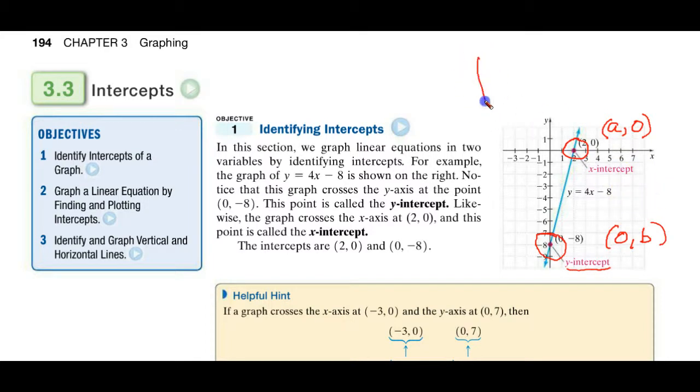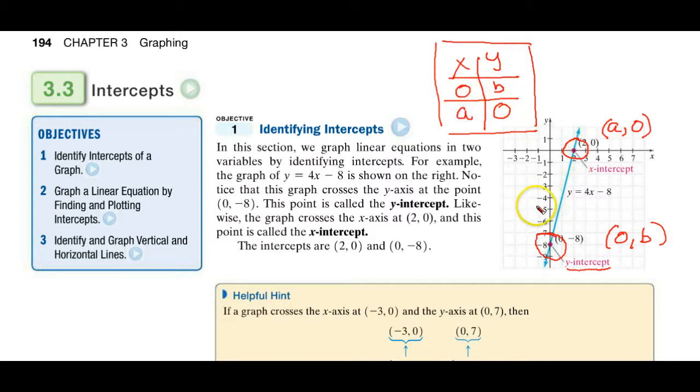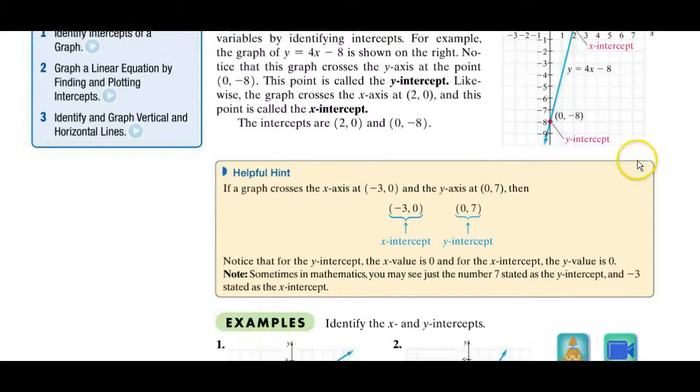And another thing, while we're right here, we said there was a special T-chart that we use to get the x and y intercepts. And I'm calling this the x and y intercept T-chart, because whatever value you put x as, 0, you're going to get a value b. And if you put y as 0, you're going to get a value a. And these are your intercepts. Okay? So that's what we'll be looking at as we go through this section here.